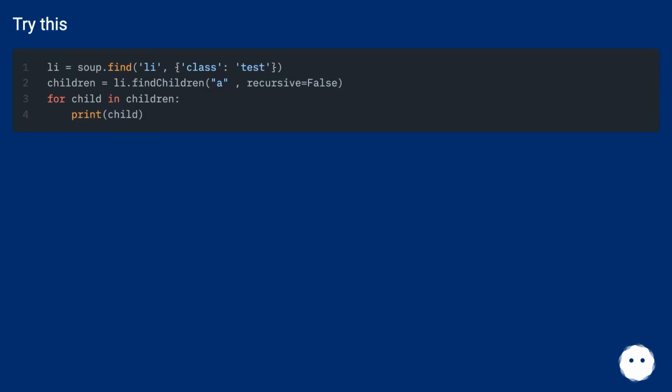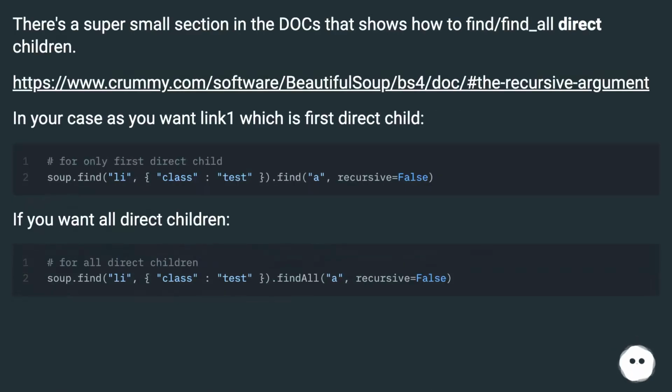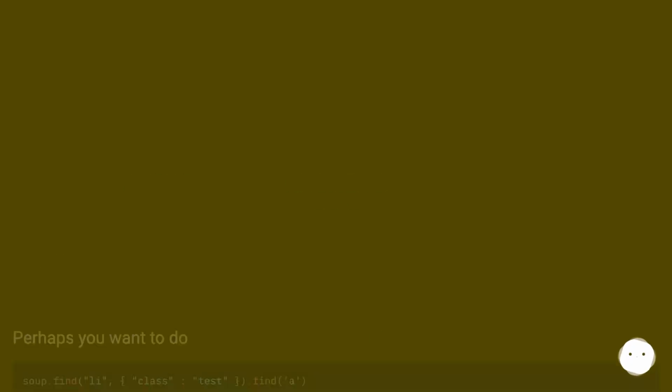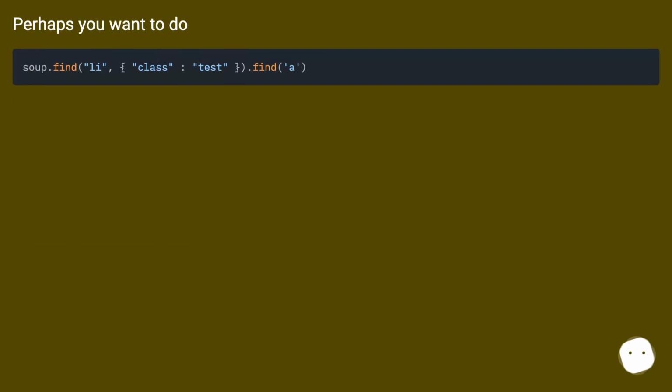Try this. There's a super small section in the docs that shows how to find/find_all direct children. This URL. In your case, as you want link 1, which is the first direct child. If you want all direct children, perhaps you want to do.